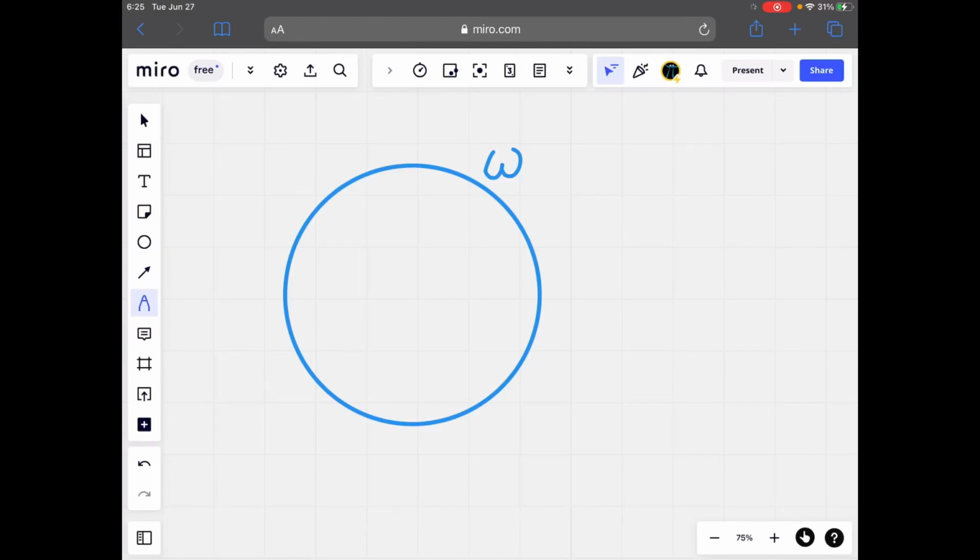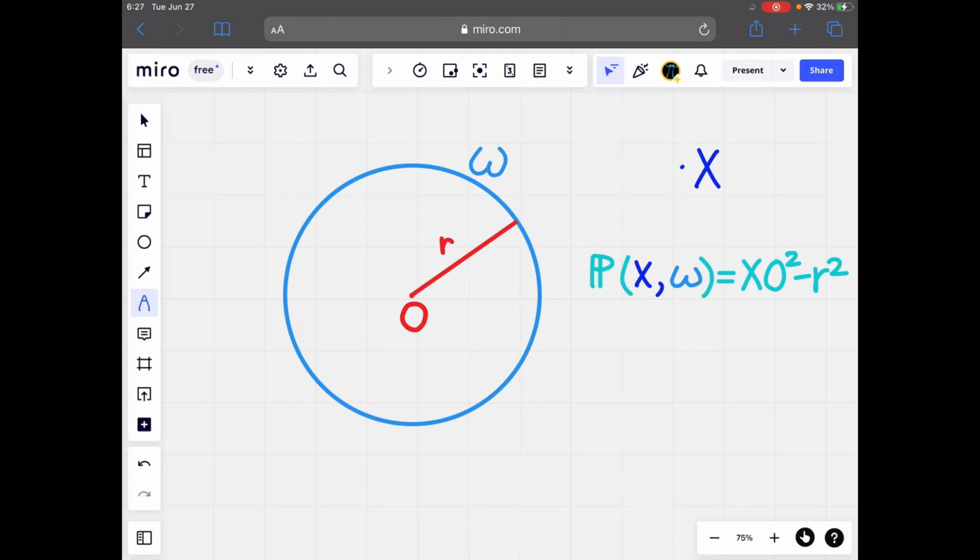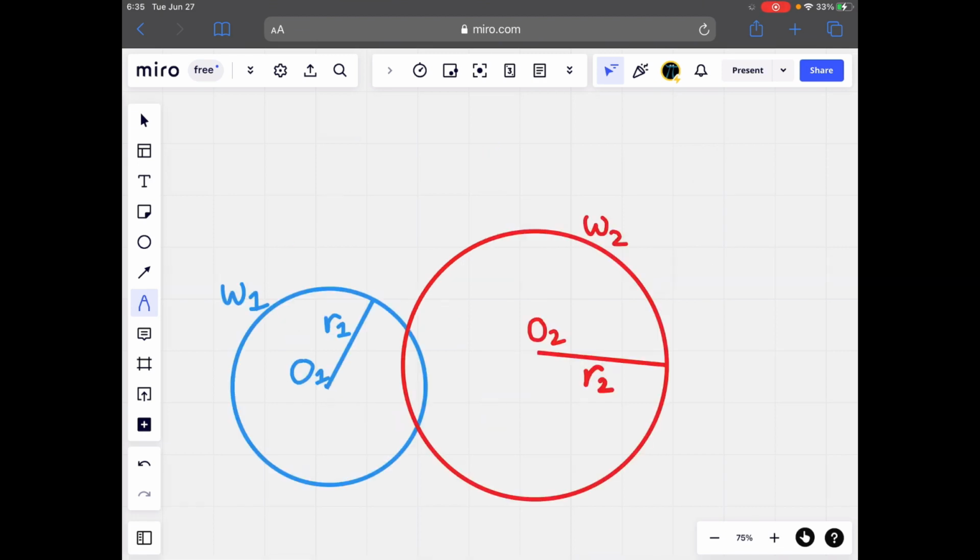So let's start with this circle. It has center O, point X, and we define the power of point X with respect to this circle W as XO squared minus R squared. Those are just the basics.